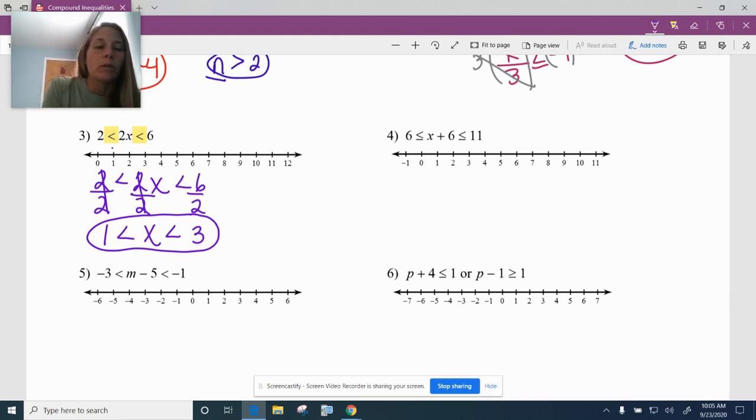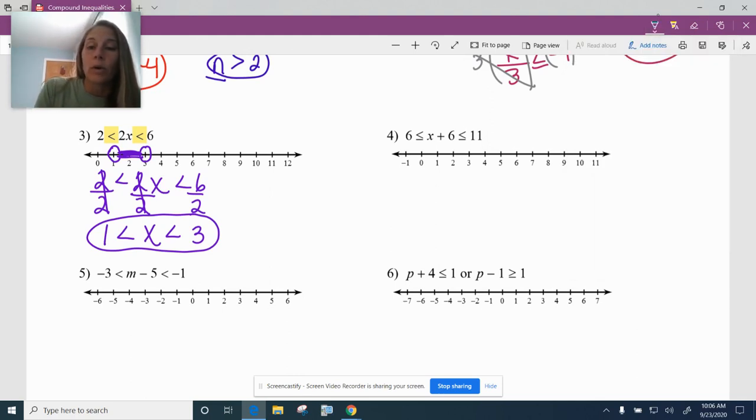Now we're going to do open circles on the number line at both of those points, and because x is in the middle, and we can see the two less than signs, we know that that means x is greater than 1 and less than 3. So all the numbers that are greater than 1 and less than 3 would be in the middle of those two numbers, or in between those two numbers.